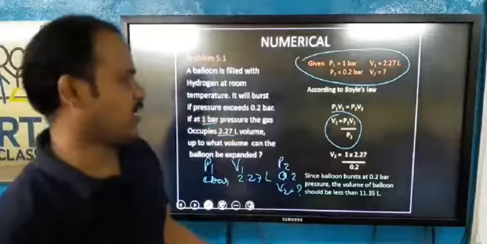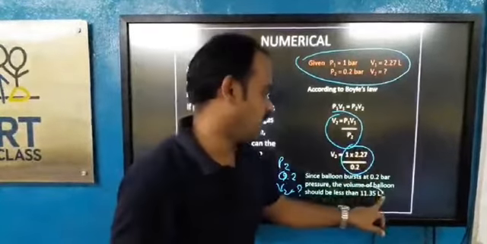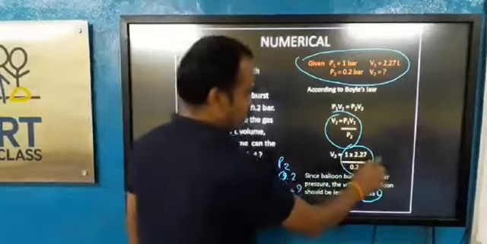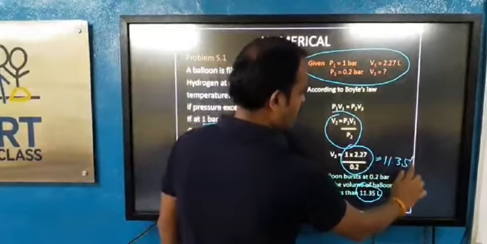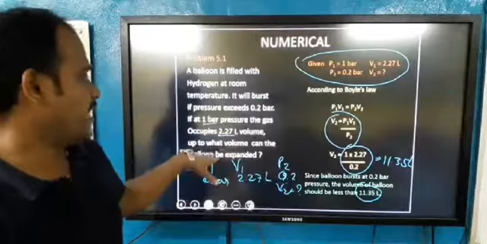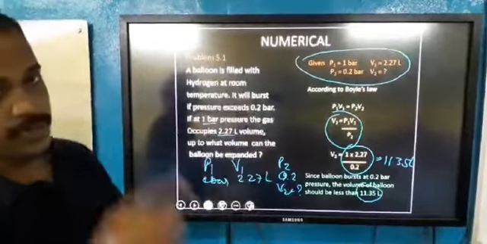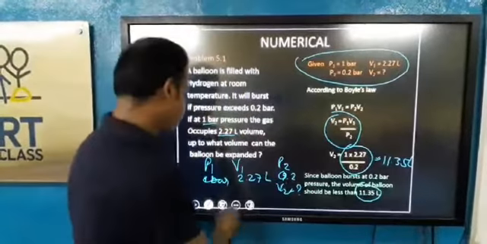So what should be the answer? If you solve this value, you will find the answer. This one is 11.35, so this is equal to 11.35 liter. Up to this volume, we can expand this balloon. So this is a numerical. Here again, remember one thing. You have to find out first the given things.